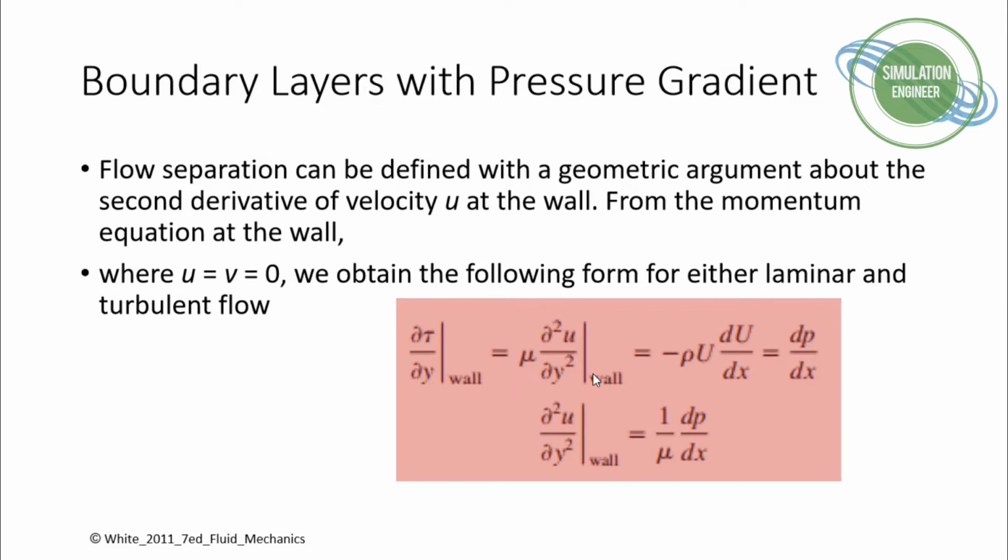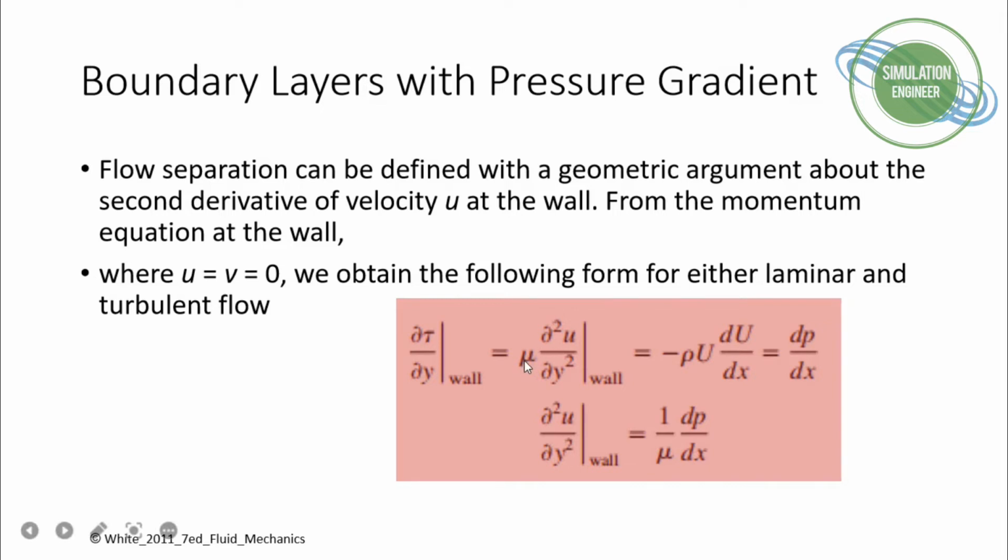For example, if you have a flat plate and we take the second derivative of velocity at the wall, we know this from the momentum equation at the wall, where we have a no slip boundary condition, meaning that the velocity is zero. As you go away from the wall, the velocity starts to increase. Obviously there is a frictional effect, also viscous effects, and in those circumstances you obtain this form for both laminar and turbulent flow. This is the equation. Here tau is the wall shear stress, and if you take the wall shear stress gradient at the wall in the y direction, this is the equation.